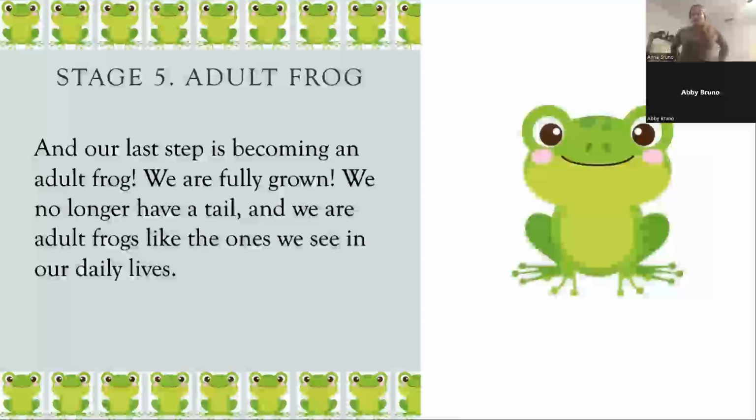Our last step to becoming an adult frog, we are fully grown. We no longer have a tail, and we are adult frogs like the ones you see in our daily lives, like the ones you see in your backyard and by the pond.